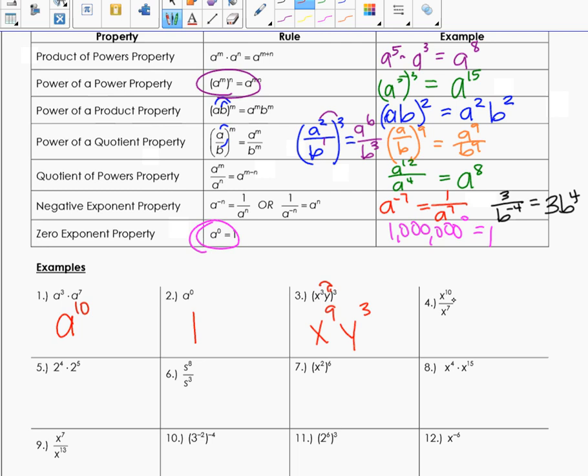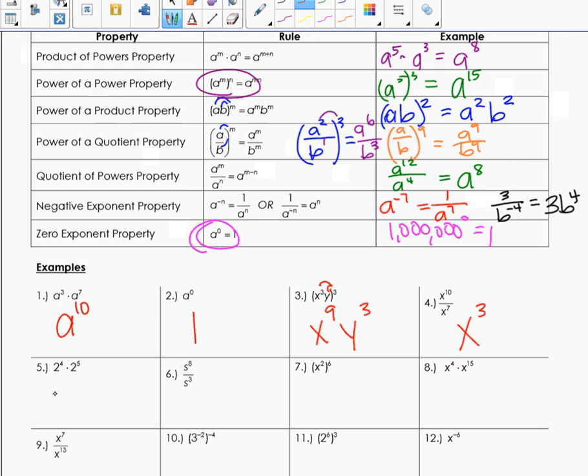Here, this is your quotient of powers property. So you're dividing, you have the same base, so you're going to subtract your exponents. So x to the 10 minus 7 is x to the 3rd. Okay. Here you have the same base. Here it's just a number instead of a variable. So this is going to be like your very first rule.